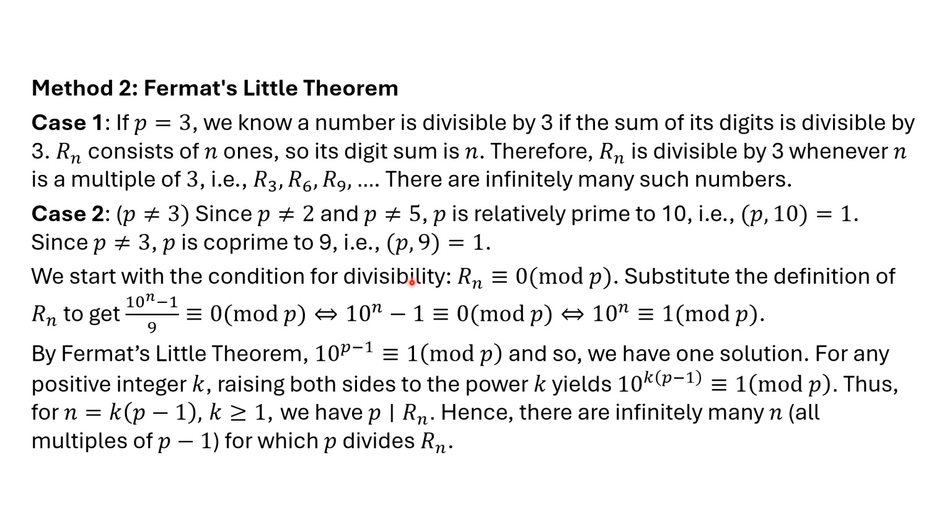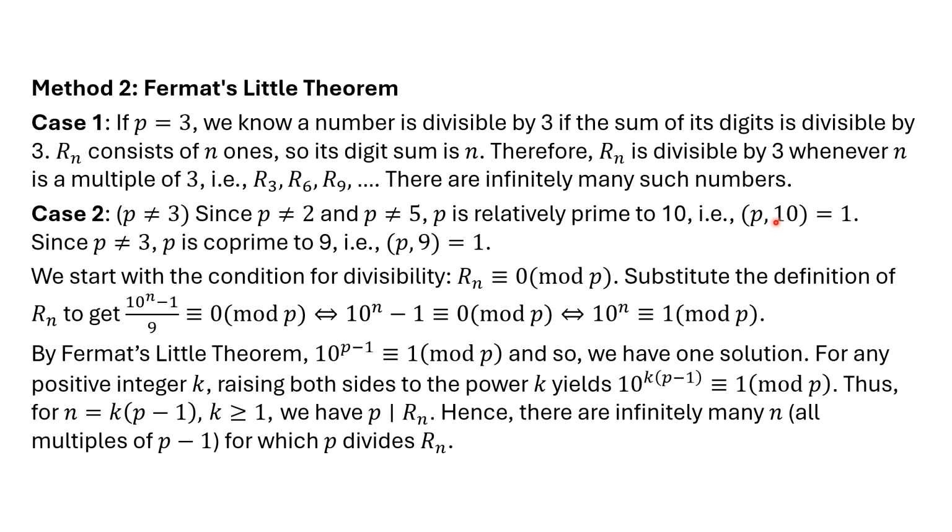We start with the condition for divisibility. We'd like to know for what value of n this is true, and then we'll show a sequence of equivalences. So first, this is equivalent to this. I'm just plugging in the definition of R sub n here. And then if you multiply both sides by 9, you get this here, but you actually need to prove this. There's some catch to this, and I'll show you that on the next slide. But assuming that these two are equivalent, then you just bring the 1 over to the other side.